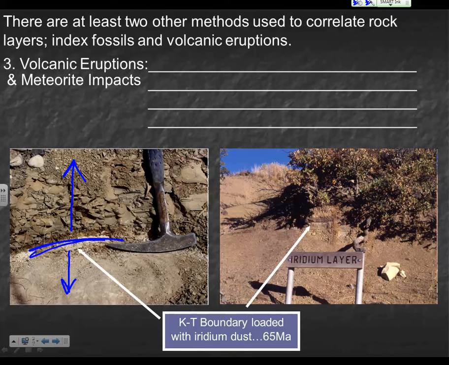So this layer, the capstone layer, is the layer that separates the end of the Cretaceous period from everything after it. And this was created by an impact in the Yucatan Peninsula of a giant meteorite, which pretty much wiped out the dinosaurs.